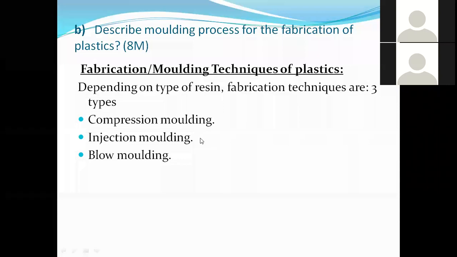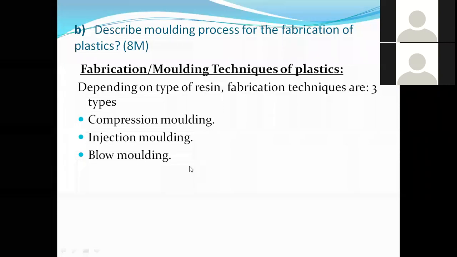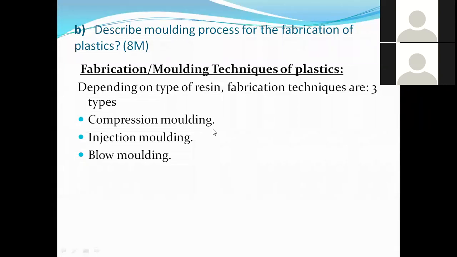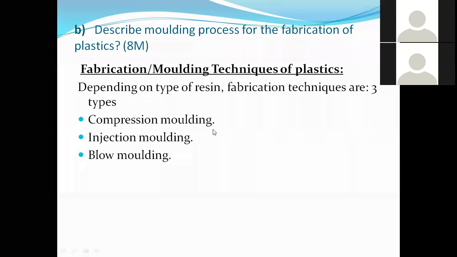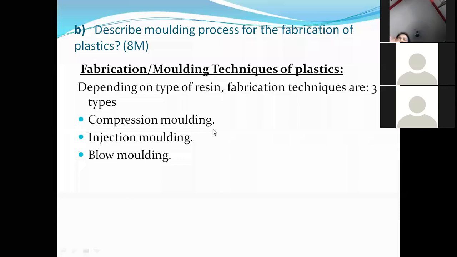The second one is injection molding. The third one is the blow filling molding method. When comparing the three main methods of compression, injection, and blow filling, we will see the process. Compression molding method is applicable for thermoplastic and thermoset plastic. Thermoplastic examples are polythene, polyvinyl chloride, polystyrene, polycarbonate. Most of the addition polymers are thermoplastics, right?